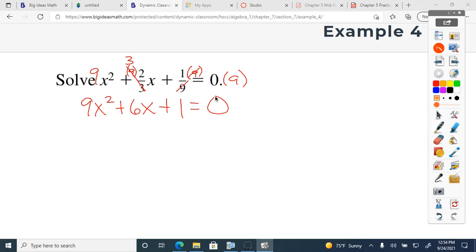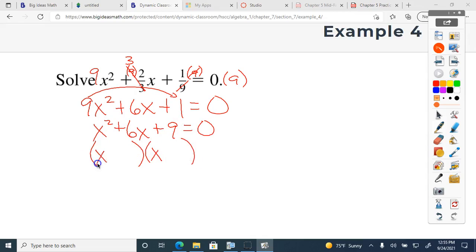All right. From here, now we work it just like we have been. Do we have to borrow? Yes. Take your 9 over. x squared plus 6x plus 9 equals 0. Factor. Slow down, I feel like I'm going a little fast. 9 times 1 is 9, right? Okay. Play the game. Two numbers that multiply to be 9 and add up to 6. 3 and 3.